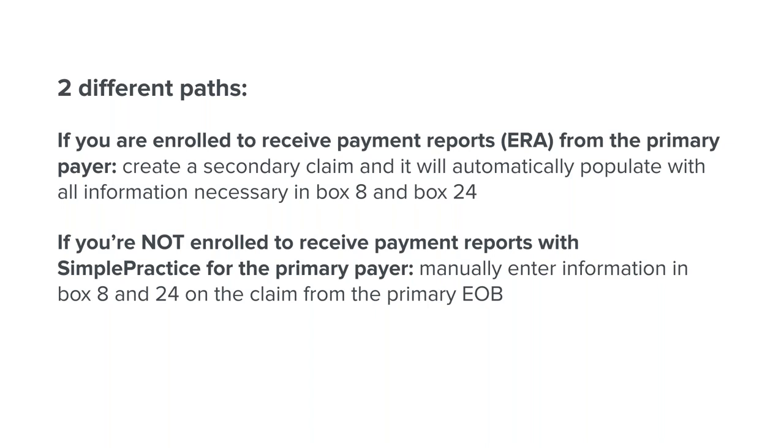And then if you are not enrolled to receive payment reports with Simple Practice, you'll want to talk to the payer. So you'll want to see if they will accept an electronic claim from our system, so you manually enter the information in box 8 and box 24. Otherwise, you may need to submit those claims outside of Simple Practice by printing off the primary and sending it along with a primary explanation of benefits. But I'm going to show you what those two boxes look like in just a second, so you have an idea of what information needs to go in those boxes.